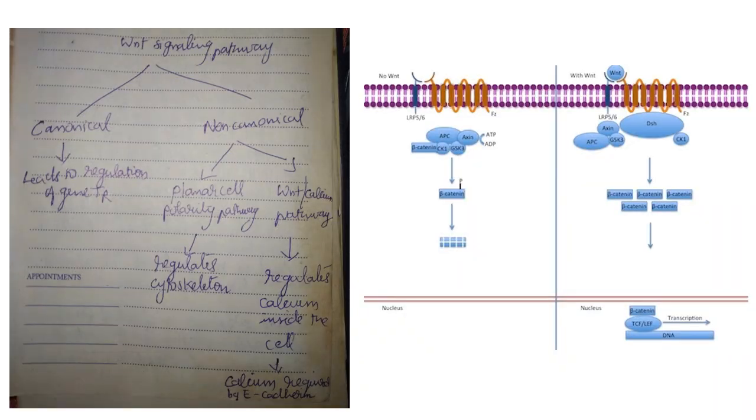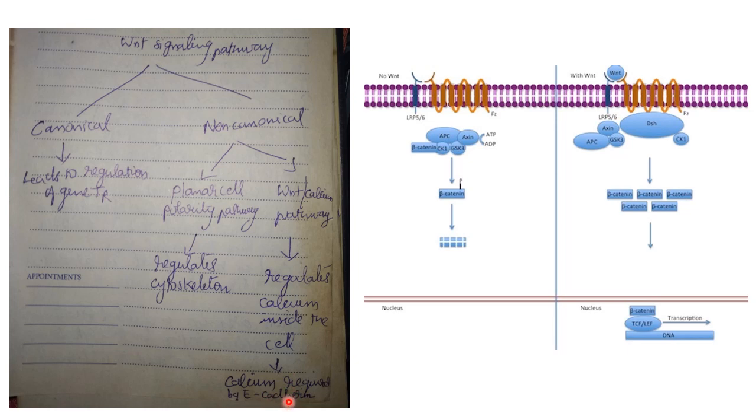Now, before coming to answering the question, I will just give a basic of WNT signaling. So WNT signaling pathway is of two types, that is canonical and non-canonical form. Canonical leads to regulation of gene transcription and non-canonical is of two types, that is planar cell polarity pathway and WNT calcium pathway. WNT calcium pathway regulates calcium inside the cell. Calcium is required by the E-cadherin. Now planar cell polarity pathway regulates cytoskeleton. So in the non-canonical pathway we have got E-cadherin.